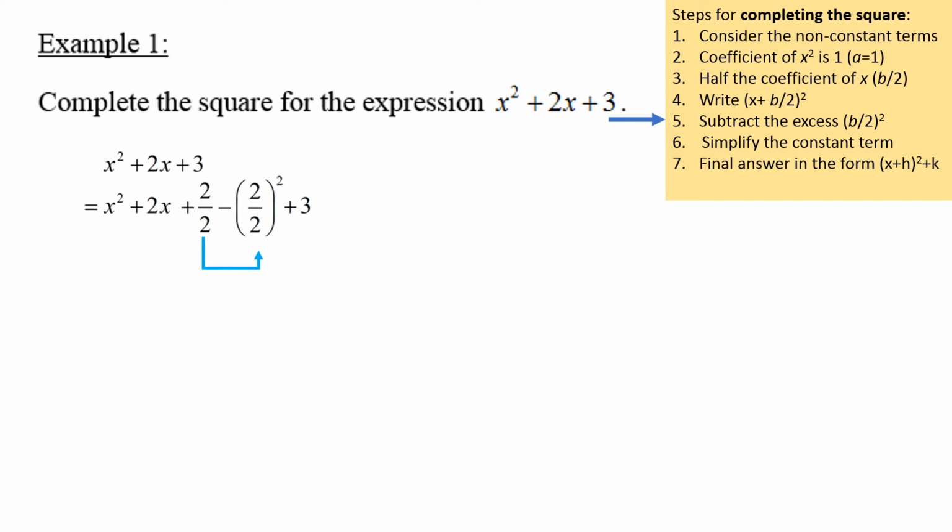Step 5, we need to subtract the excess b over 2 squared because we have added it in order to make a perfect square. This gives us what you see in the third line. The first part, x plus 1 squared, was from the first three terms. And you have to subtract 1, which is 2 over 2 squared, and you copy plus 3 at the end. Step 6, let us simplify the constant term. As you can see, I've circled in blue for this step. So we will get negative 1 plus 3 is plus 2.